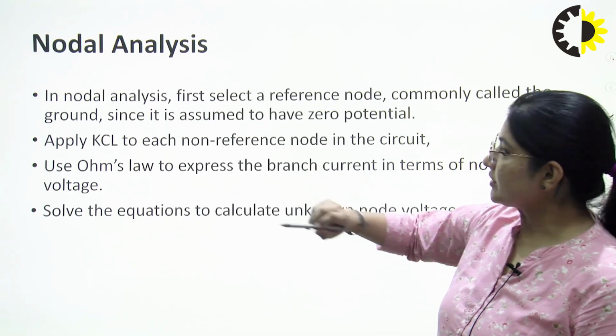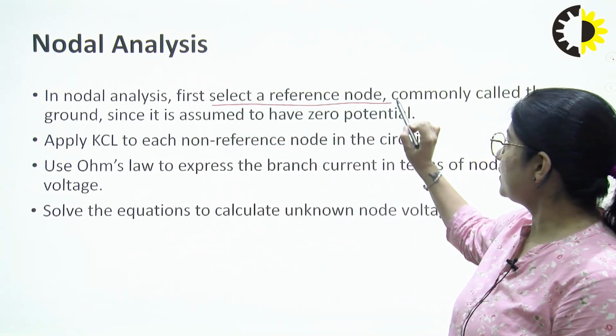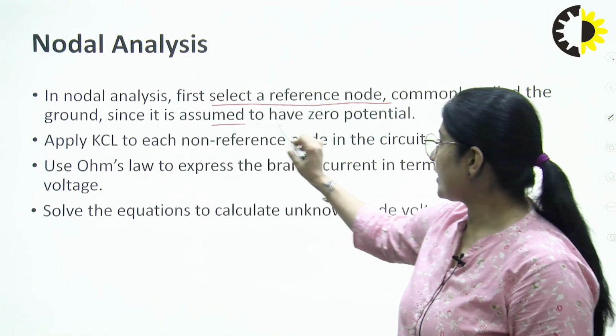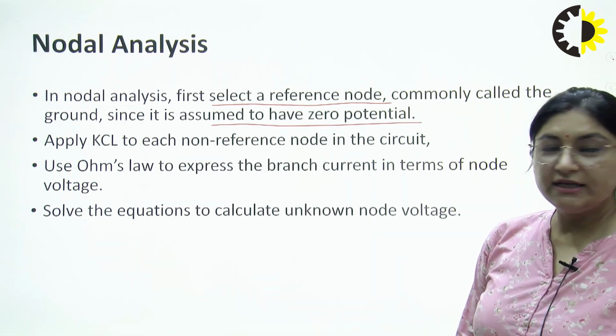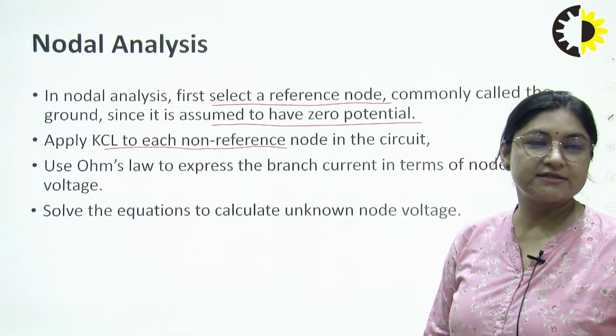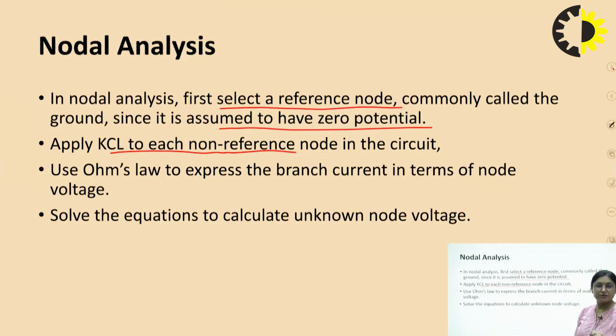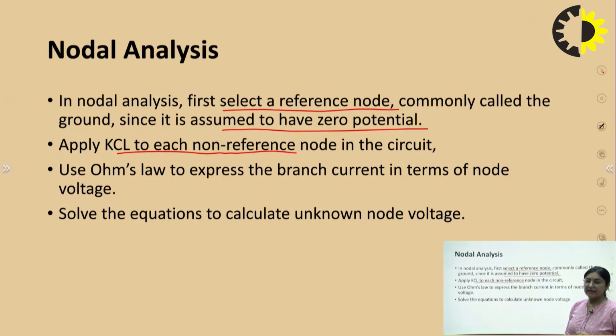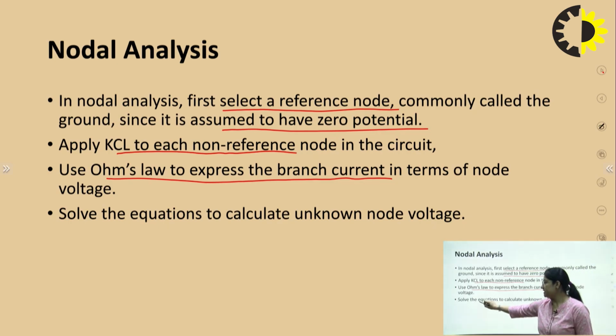In nodal analysis, first we select a reference node which is generally assumed to have zero potential, and then we apply KCL to each non-reference node. That means the circuit will consist of various nodes. One is a reference node and the other nodes are non-reference nodes. So we will apply KCL to all non-reference nodes. Then, after applying KCL, we use Ohm's law to express the branch current in terms of the node voltages. And then we solve these equations.